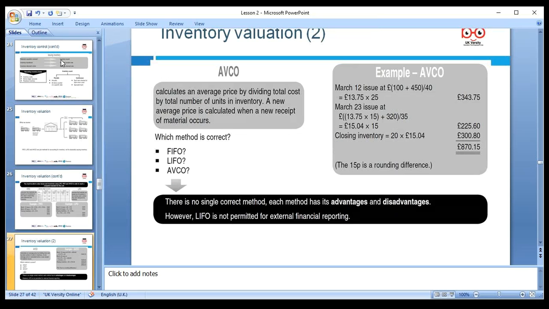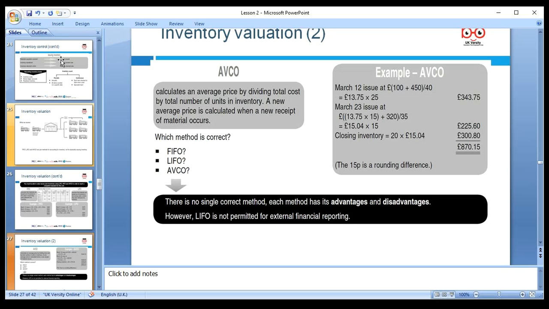For the weighted average cost, you find the average cost before the date of issue, and we can calculate. This is also given here. For example, before the date of issue on 12 March, we have 10 plus 30 units and their value. So the total unit was 40, and the average unit cost is £13.25 times 25 units. So that's the value of issue. Then we issued again 15 units.